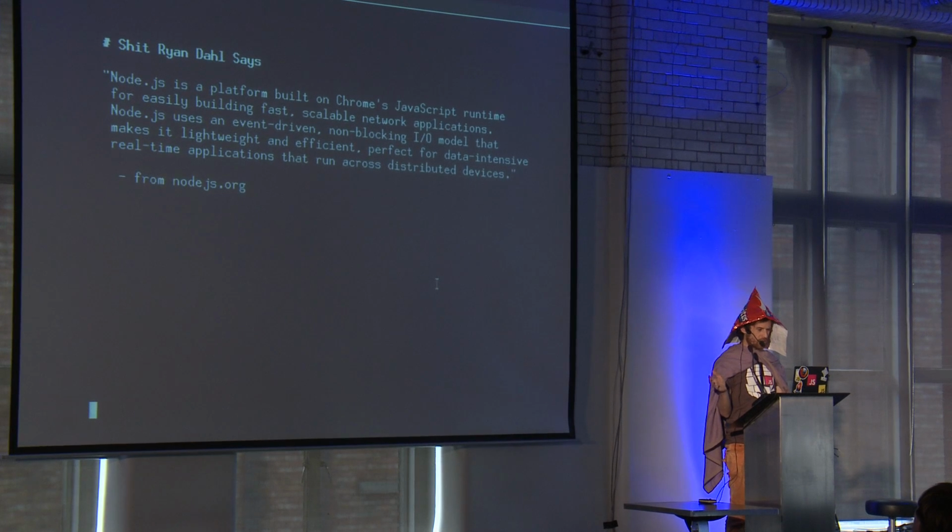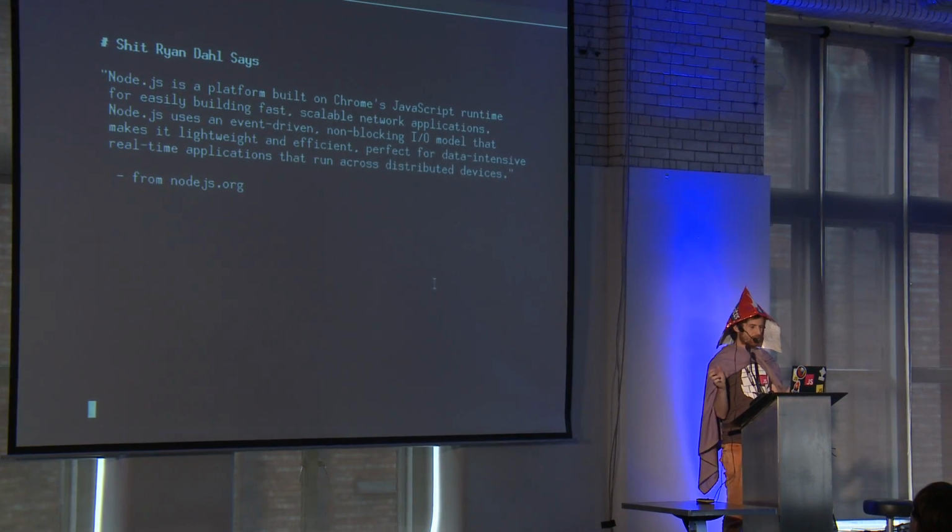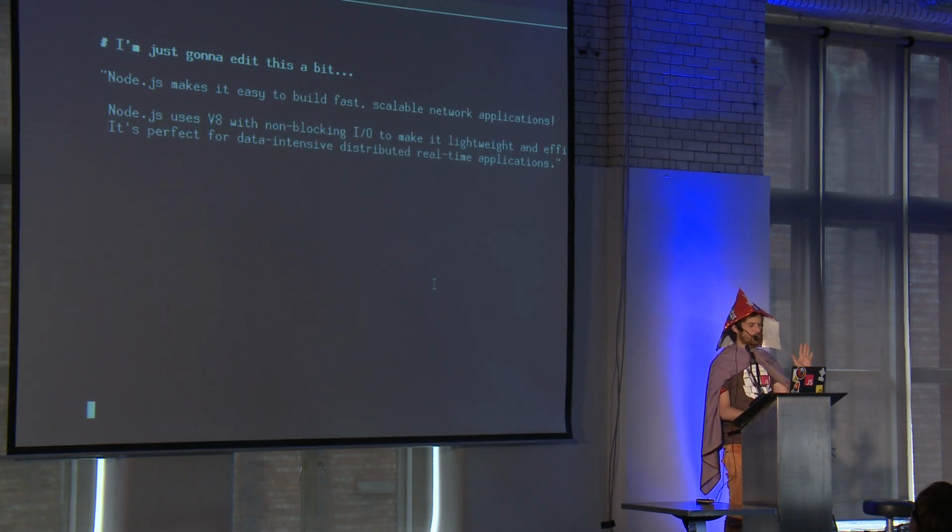Okay. Right, so shit Ryan Dahl says. So this is from Node.js.org. Node.js is a platform built on Chrome's JavaScript runtime for easily building fast, scalable network applications. Blah, blah, blah, event-driven, non-blocking, etc. I'm just going to tidy that up a little bit. Node.js makes it easy to build fast and scalable network applications. Node.js uses V8 with non-blocking I/O to make it lightweight and efficient. It's perfect for data-intensive, distributed, real-time applications.